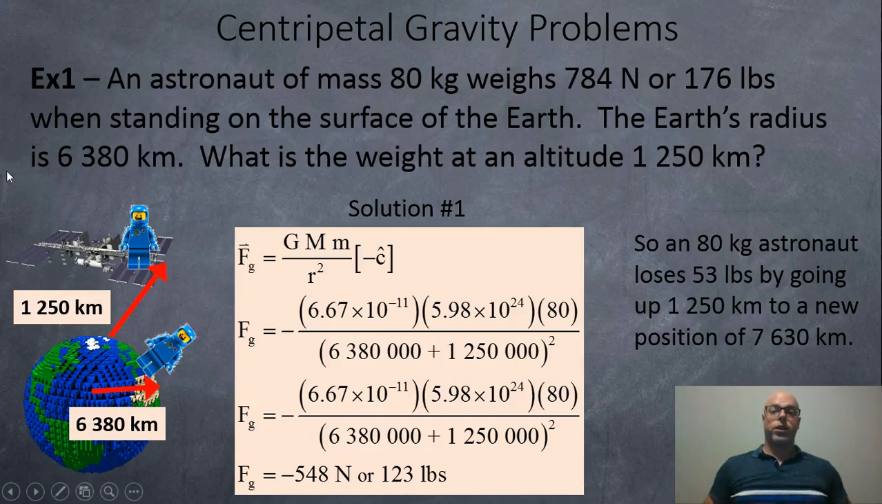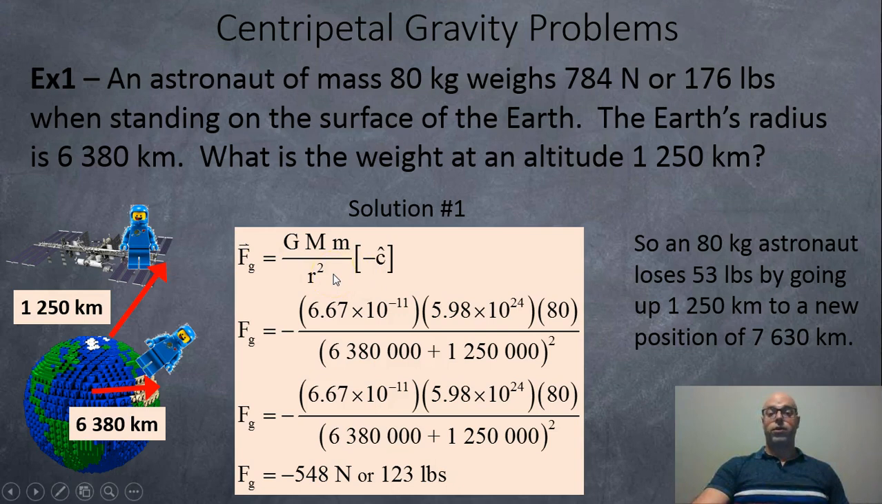So here's one first example question. We have an astronaut of mass 80 kilograms who weighs 784 newtons, or 176 pounds, when standing on the surface of the Earth. Now, the Earth's radius is 6,380 kilometers, and if you travel up to the space station, that could be approximately 1,250 kilometers in altitude or height from the surface. So if the astronaut does travel up there, what's the astronaut's new weight?